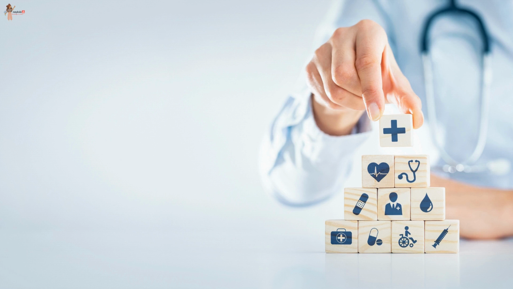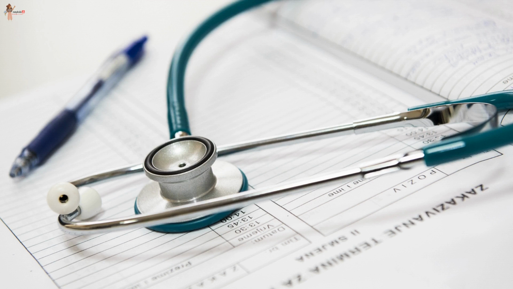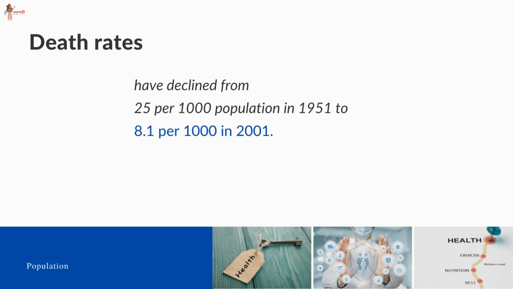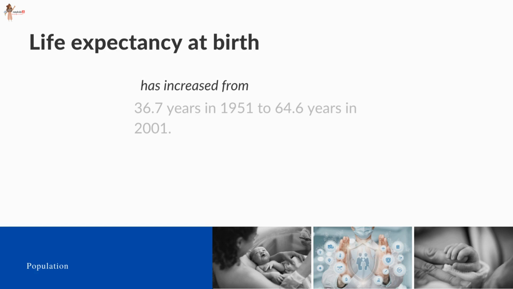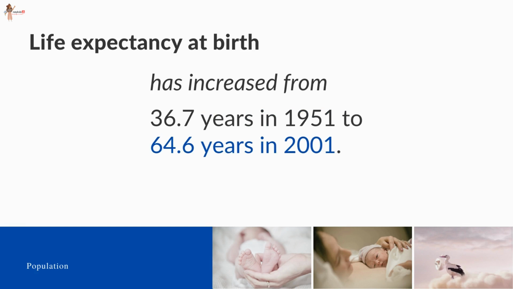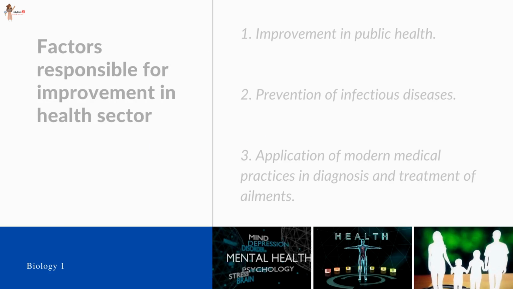Health. Health is an important component of population composition, which affects the process of development. Sustained efforts of government programs have registered significant improvements in the health conditions of the Indian population. Death rates have declined from 25 per thousand population in 1951 to 8.1 per thousand in 2001. And life expectancy at birth has increased from 36.7 years in 1951 to 64.6 years in 2001.